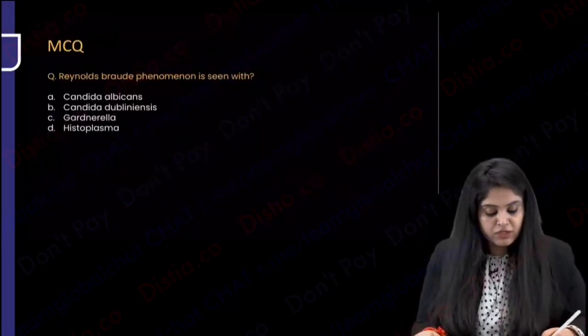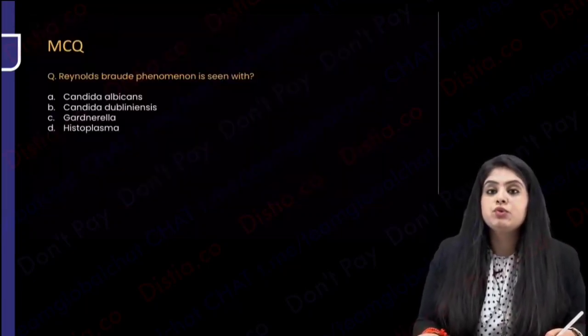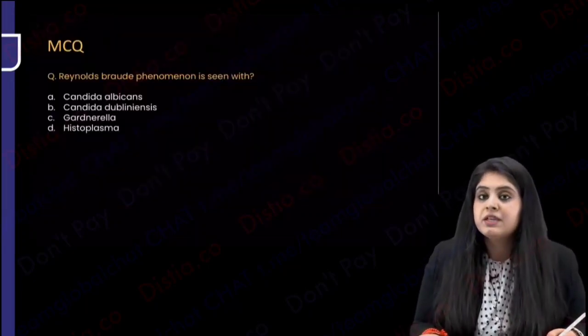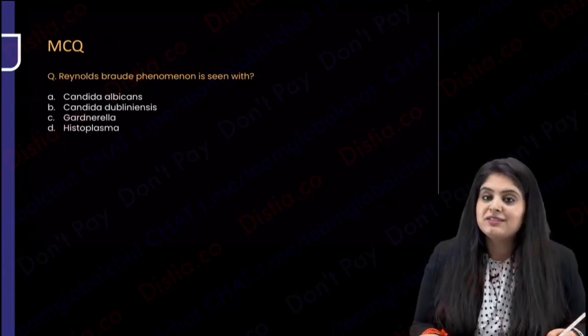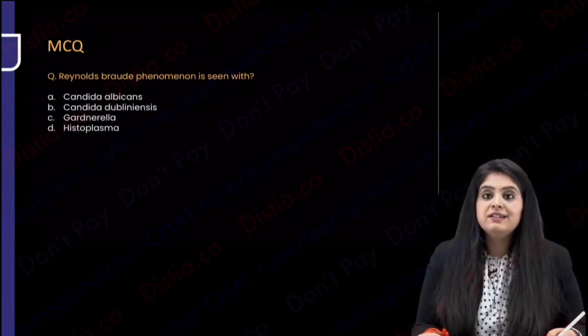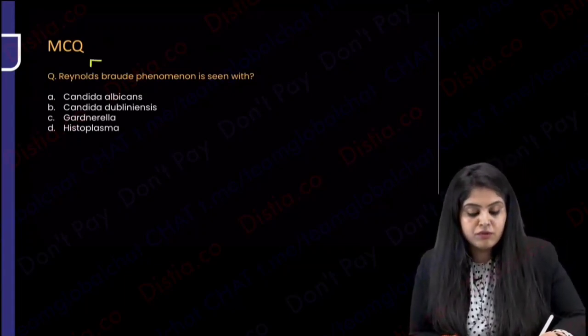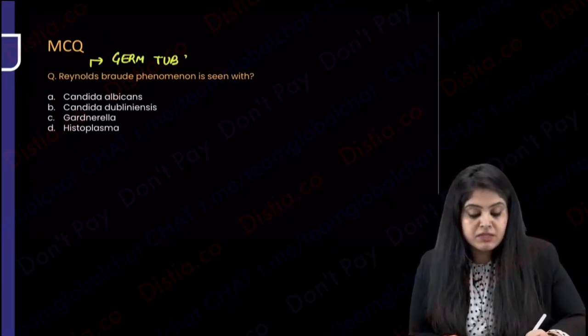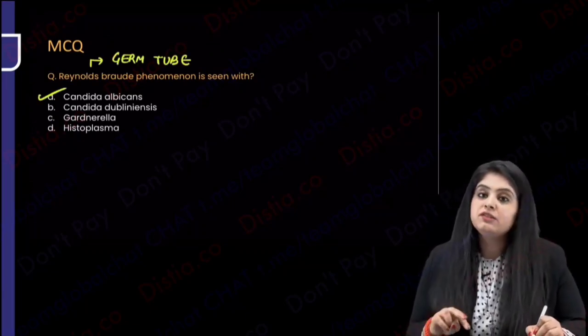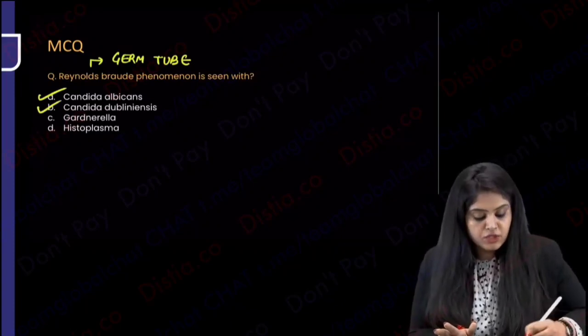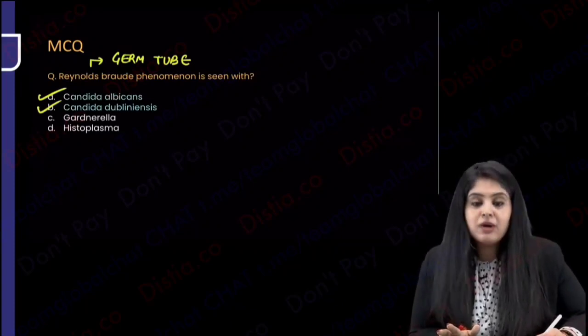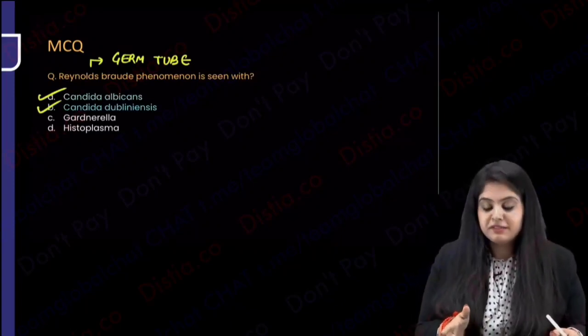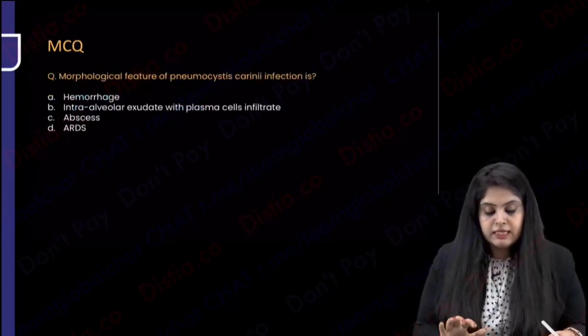Quickly we'll solve a few questions. Which is the organism which is going to show you the Reynolds-Braude phenomenon? It is a multiple choice question, so more than one answer is needed here. What is the Reynolds-Braude phenomenon? It is a germ tube test. When I'm talking about the germ tube test, albicans will definitely show it, and its twin brother will double it up. So which are the 2 organisms that are going to show you? Albicans and dubliniensis.